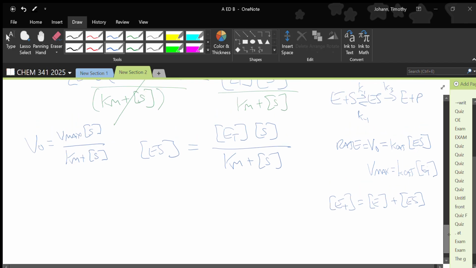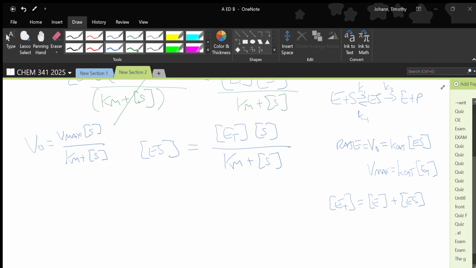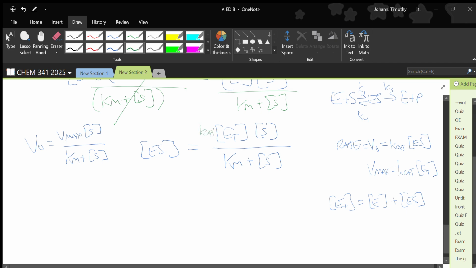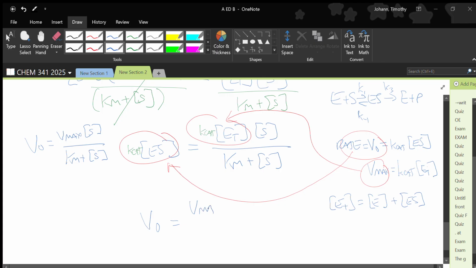And then let's look at this thing. If we come over here and we put some Kcats in, right? Do you see now that Vmax is this, and V naught is this. And if I put my V naught in, and I put my Vmax in, and then I leave everything else the same, I get the Michaelis-Menten equation.